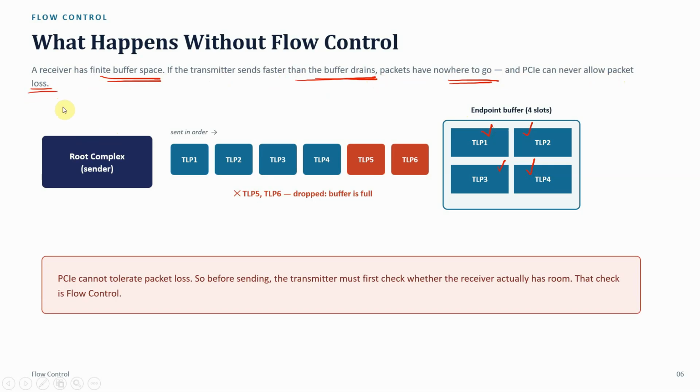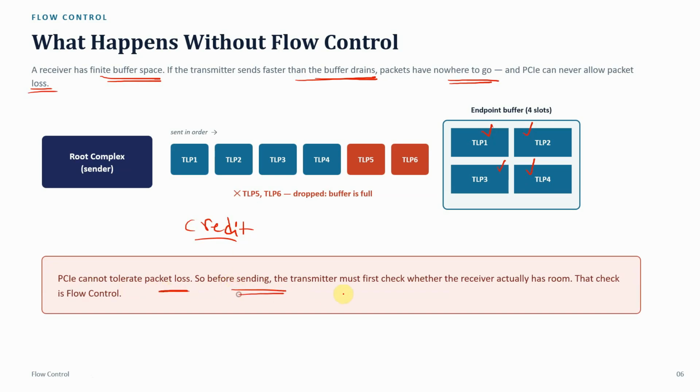So for avoiding packet loss, we are going to have something known as credit. My transmitter is going to know how many credits are left, or how many slots are still available for sending packets. Depending upon these credits, my transmitter is going to decide whether to send the data or not to send the data. So PCIe cannot tolerate packet loss.